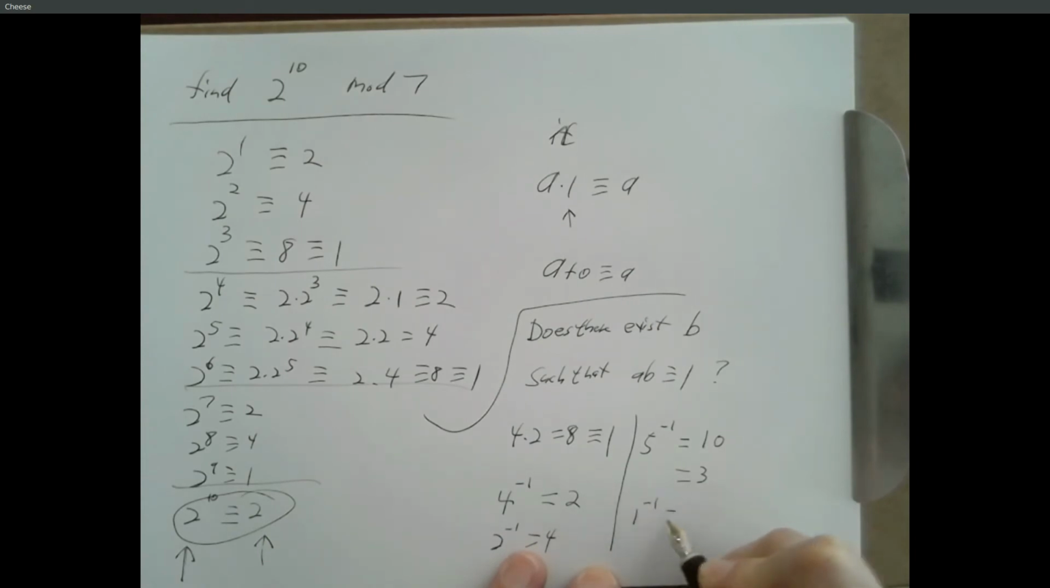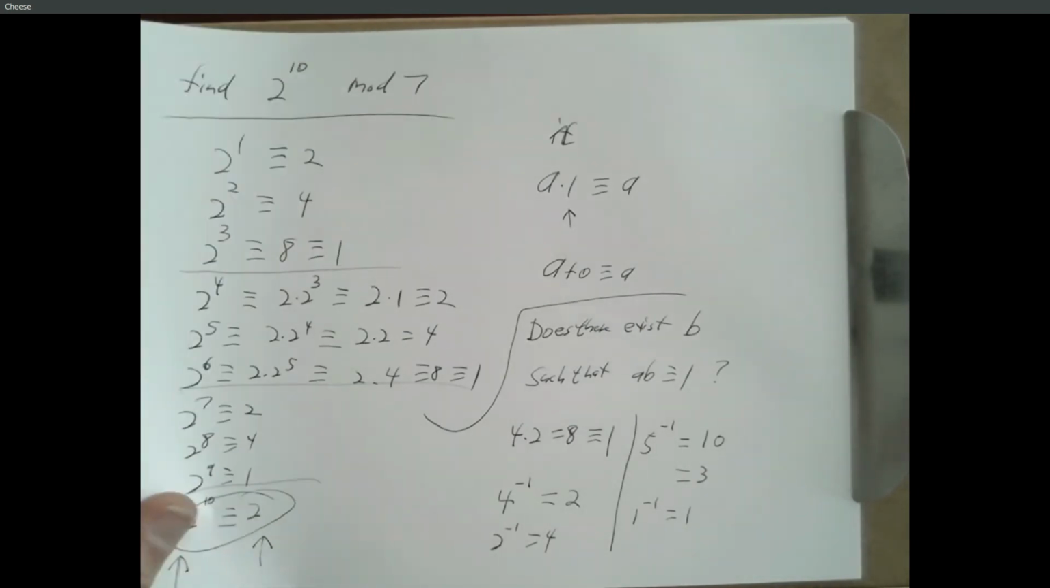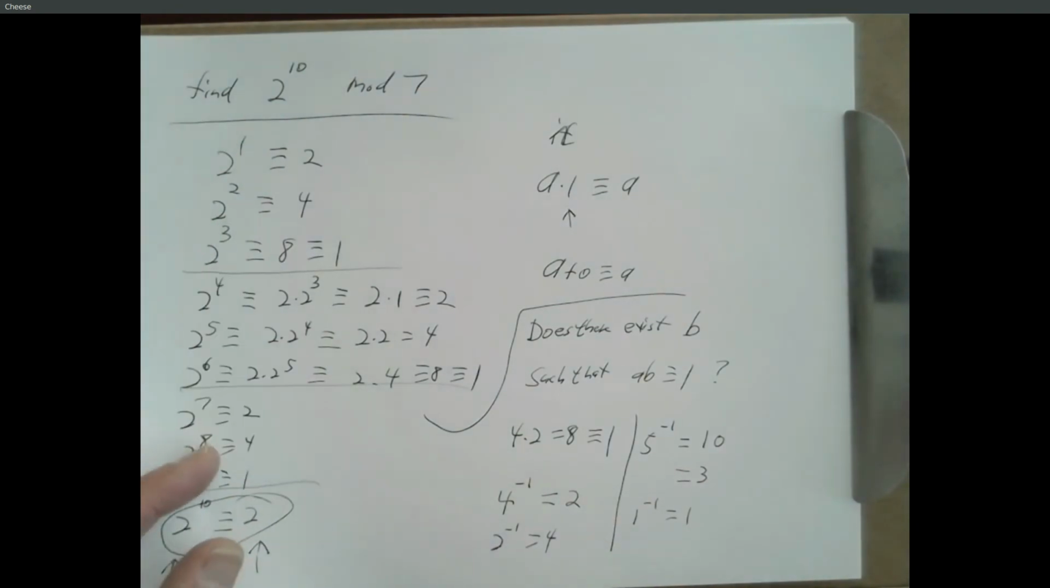1 is usually its own inverse, because 1 times 1 is equal to 1. 0 is not going to have an inverse, because there's nothing times 0 that's going to give you 1. Because when you multiply by 0, you get 0, and 0 is different from 1. So mod 7, we got lots of inverses. So let's see what this looks like in general.